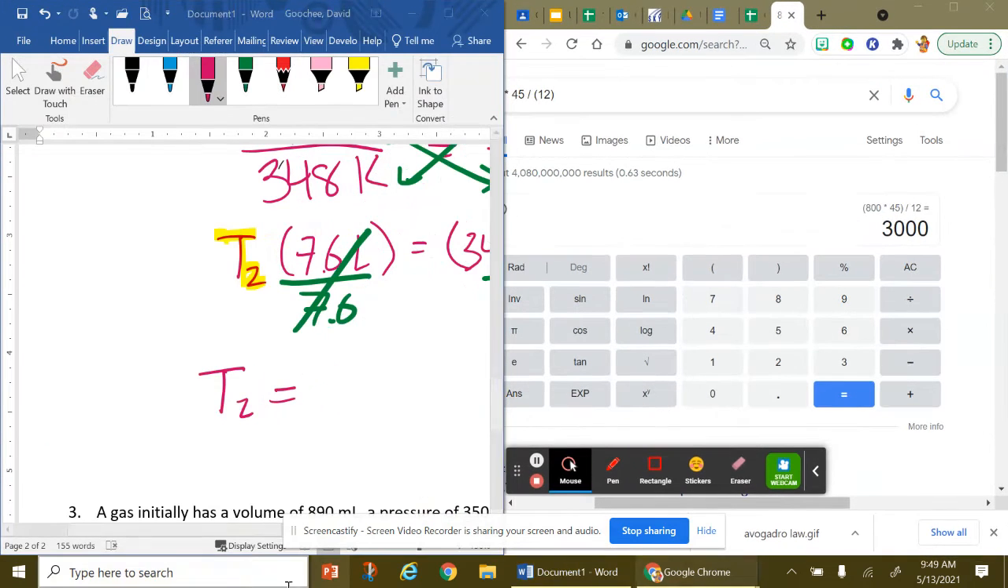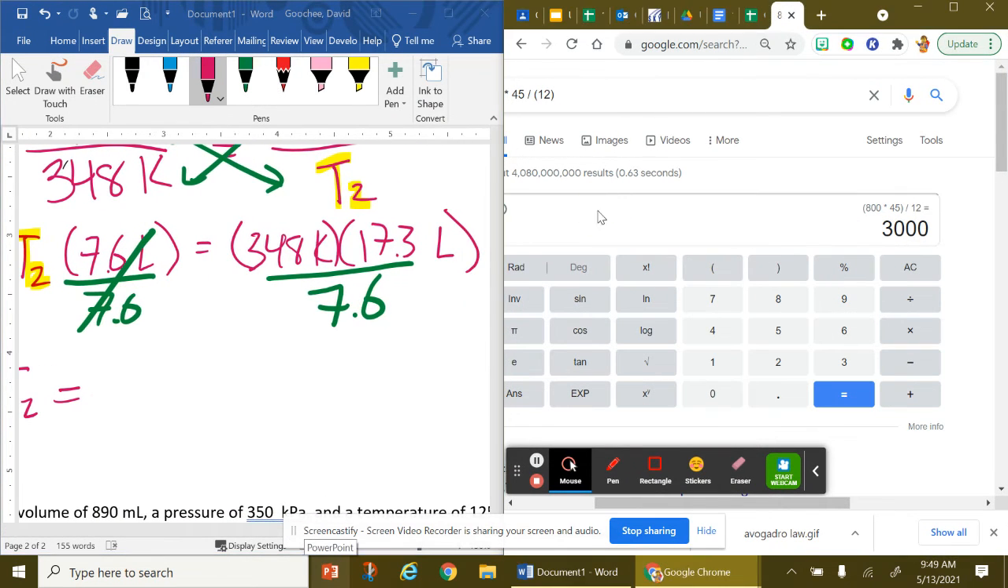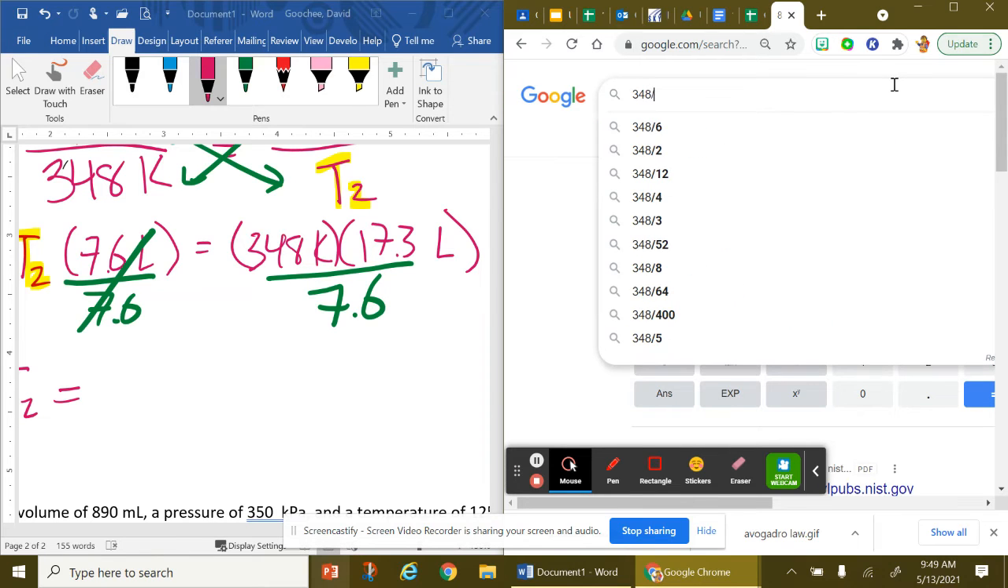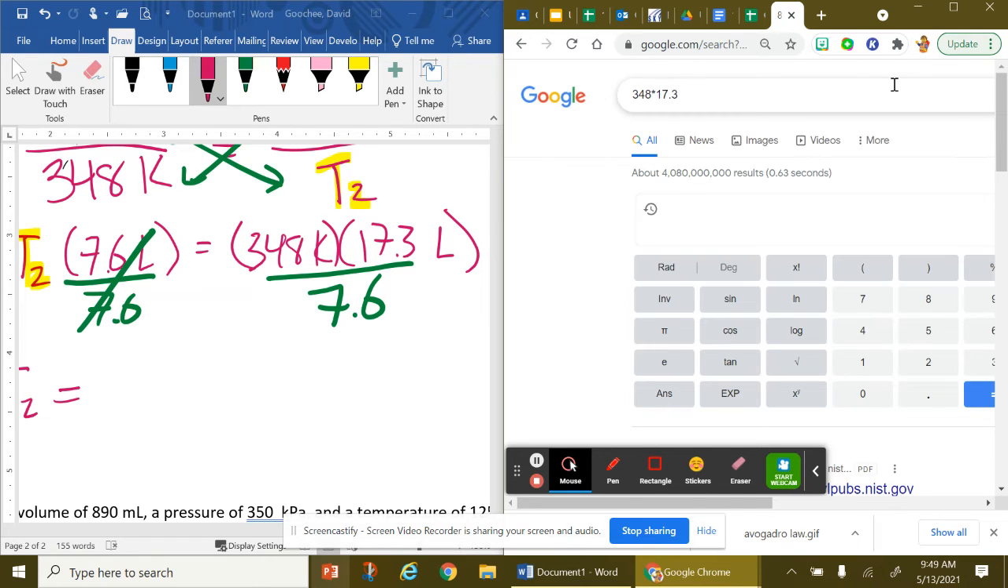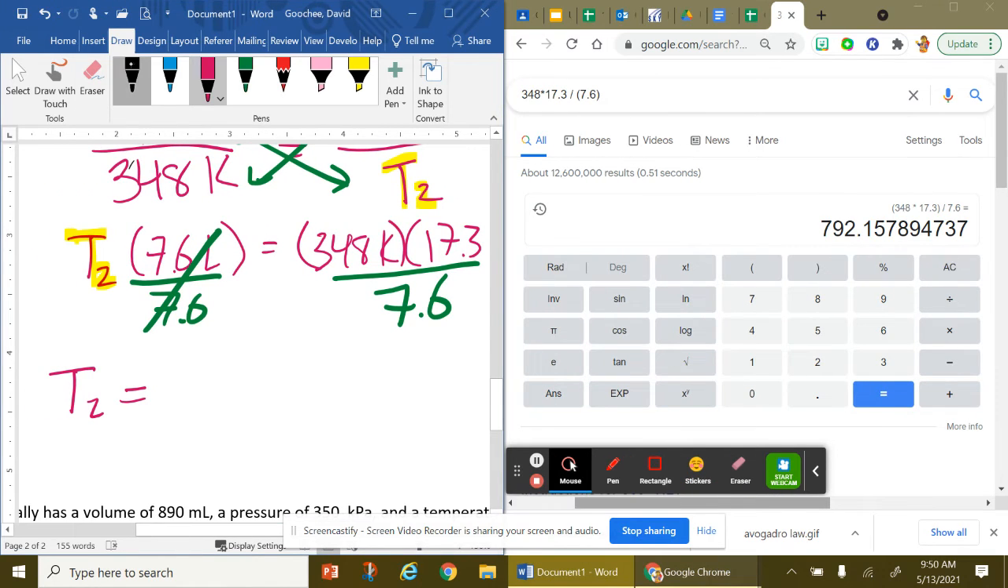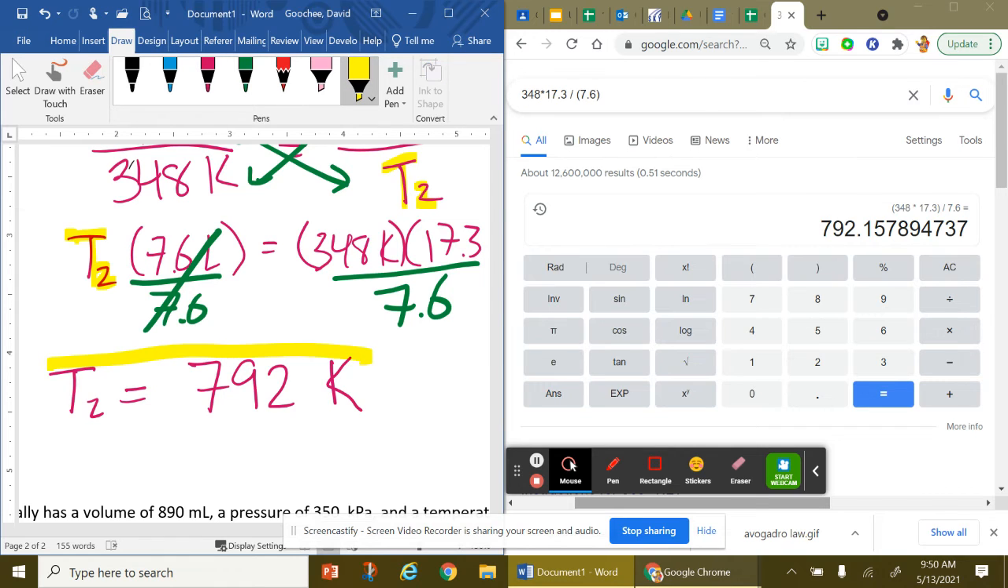Let's see here. 348 times 17.3 divided by 7.6, and we get 792. The answer is 792. What's the temperature unit here? It's Kelvin. It must always be Kelvin.